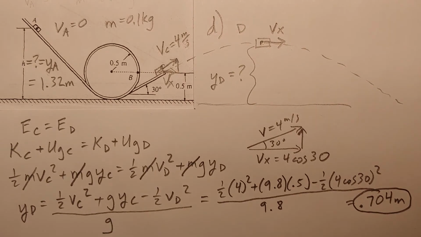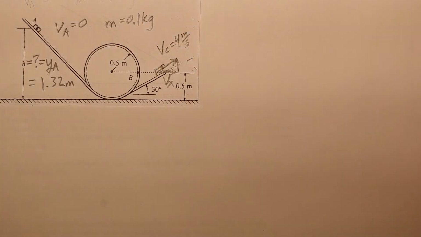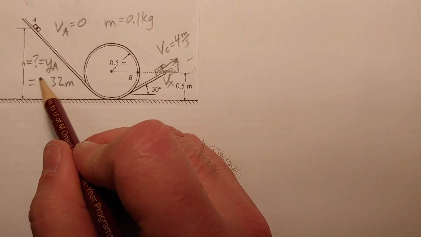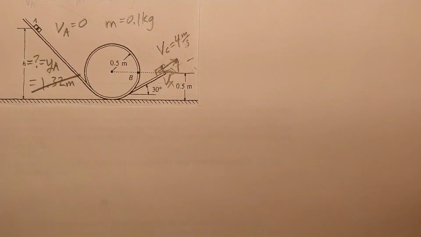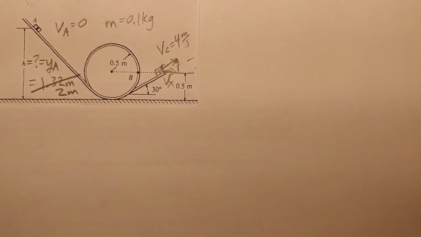In the last part, part E, they ask us to figure out if there actually was friction involved. And in order to get to this final speed, we needed to not drop this from 1.32 meters, but instead drop it from 2 meters. How much work did friction do? And so we'll replace this with 2 meters.